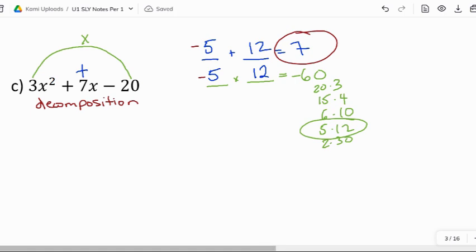Now, we're not done. We found the magic numbers. We can't just pop them into the brackets. Now, we decompose the middle term. So I take that 7x, I'm going to keep it blue, and I'm going to decompose it into minus 5x and plus 12x. So they still equal 7x, right? It's just I've decomposed them. I've written them a bit differently for the sake of factoring. And I did not change the first and last term.